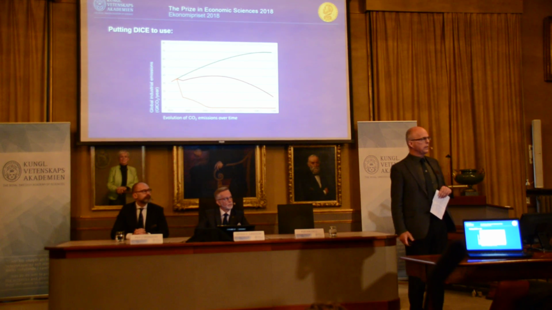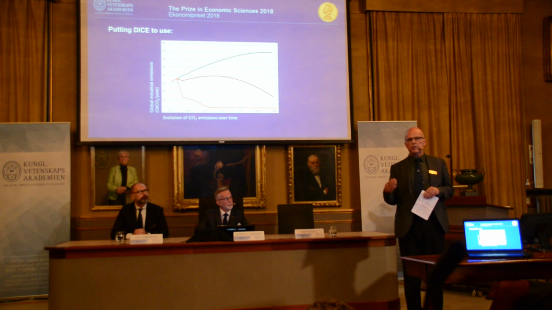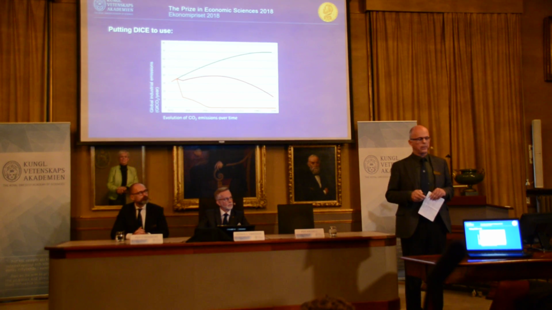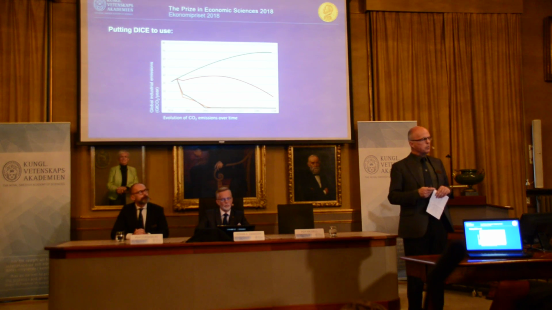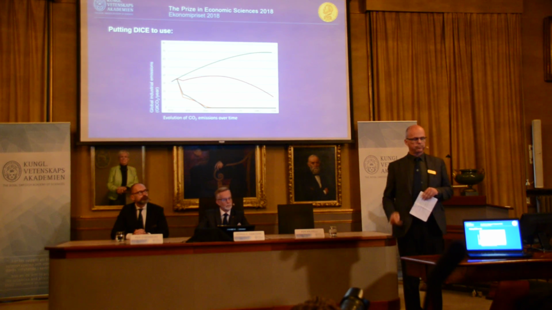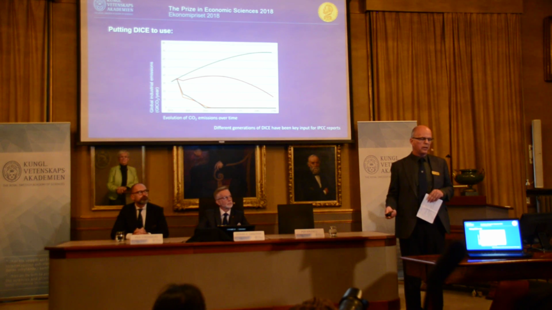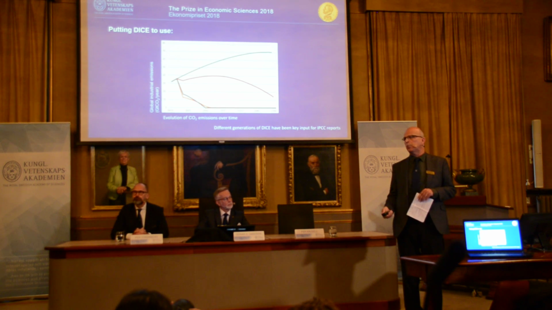The next one is also the same type of calculation, but where the government puts much higher weight on future generations. You see that emissions fall even more. Finally, a similar path is arrived at if you set a maximum degree of warming to 2.5 degrees. So these kinds of calculations and different generations of DICE have been key input into the IPCC report.